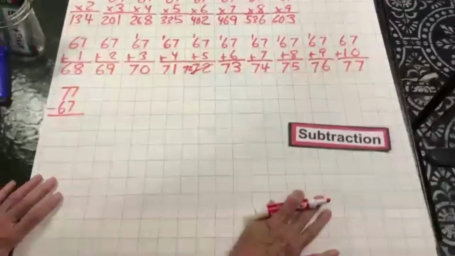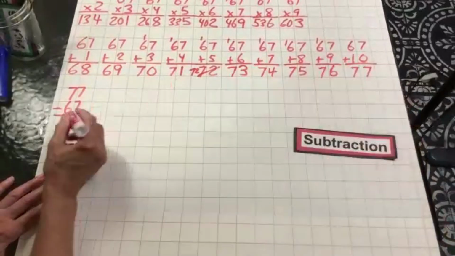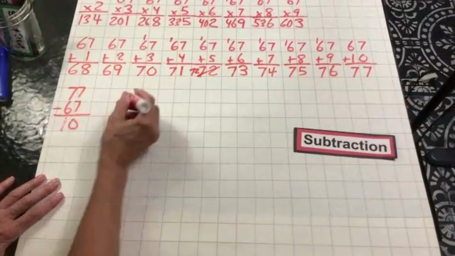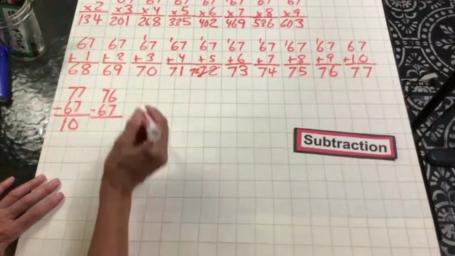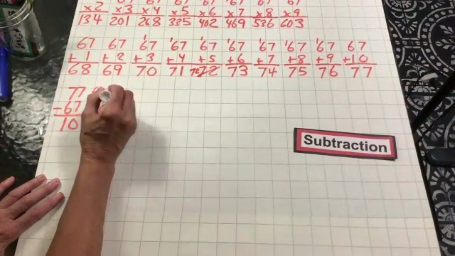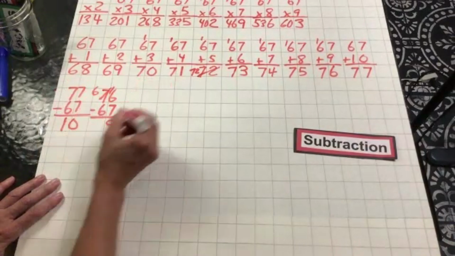So I'll move my paper up so you can see very nicely. Make sure it's all there. 7 plus 7 is 0. 7 plus 6 is 1. Whoops. Let's do 76 minus 67. 7 from 6 cannot do. Borrow from the 7, leaving 6, making that 16 minus 7 is 9. 6 minus 6 is nothing.